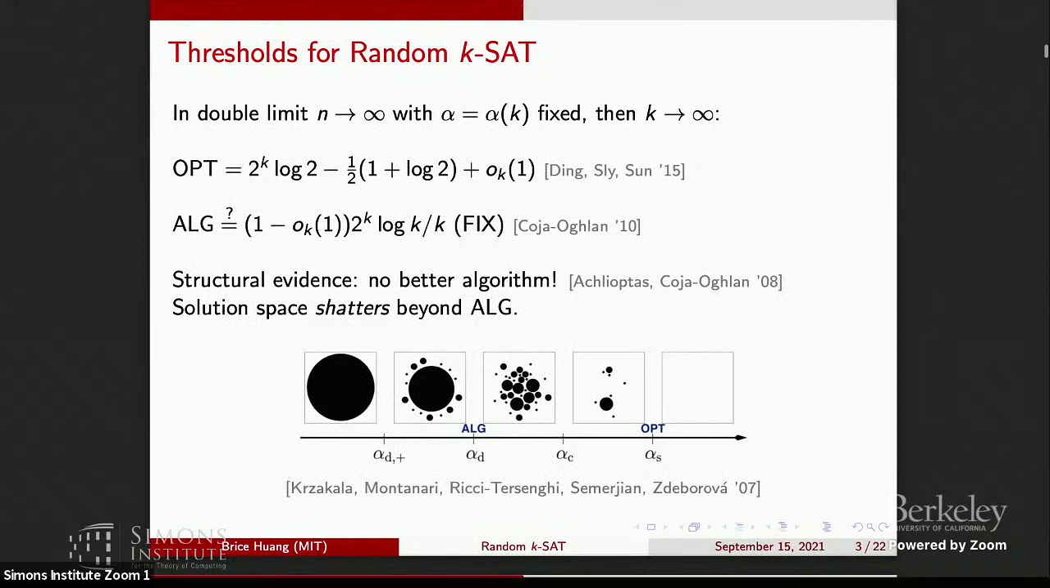Moreover, we have some heuristic structural evidence that this gap is inherent, and no algorithm should be able to beat alg. And this is because of a dramatic phase transition in the solution space of random KSAT around 2 to the k log k over k. Namely, below this threshold, the solution space looks like one large connected cluster, but above it, it looks like exponentially many small disconnected clusters. And in the shattered regime, local search heuristics are powerless. And that's some evidence that algorithms should fail.